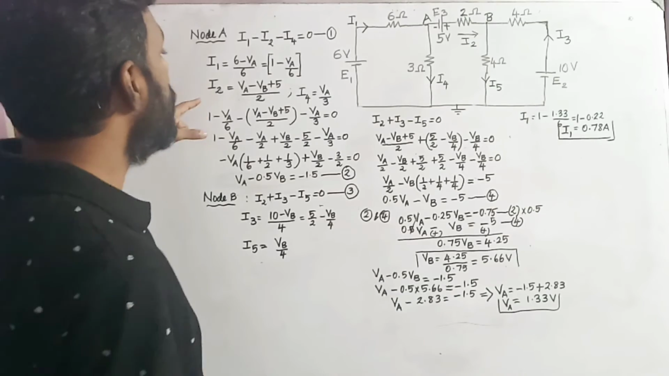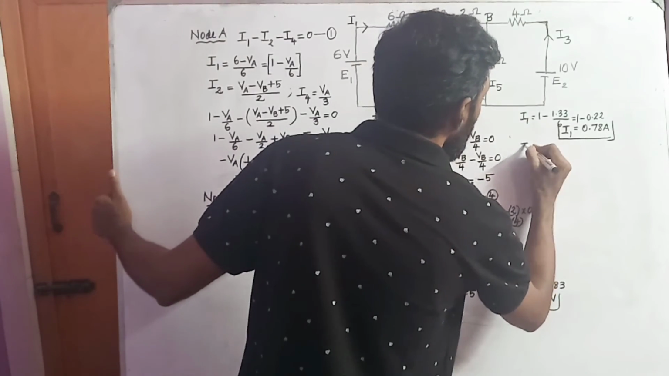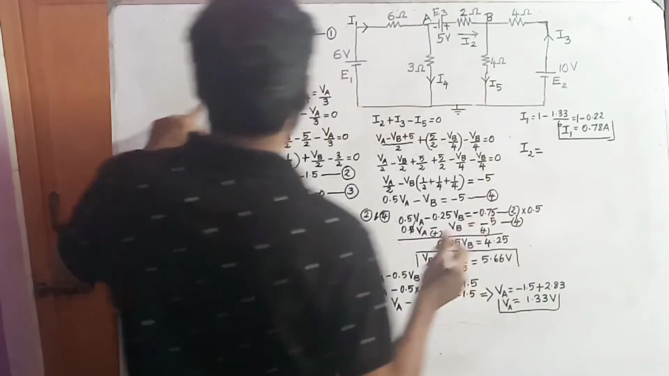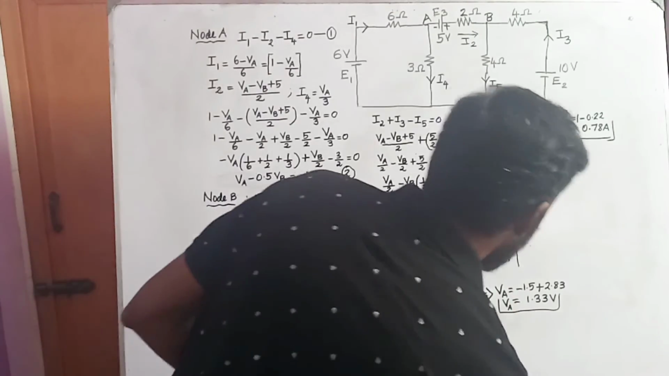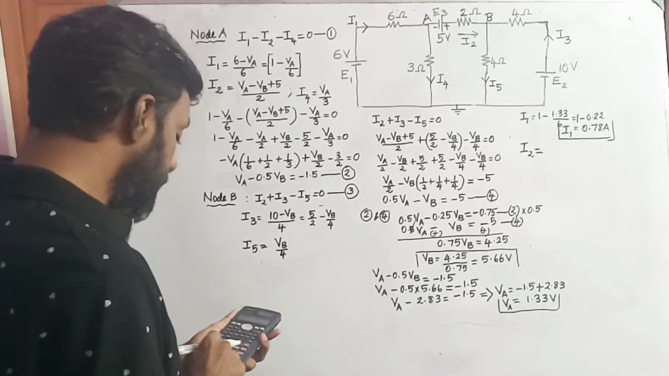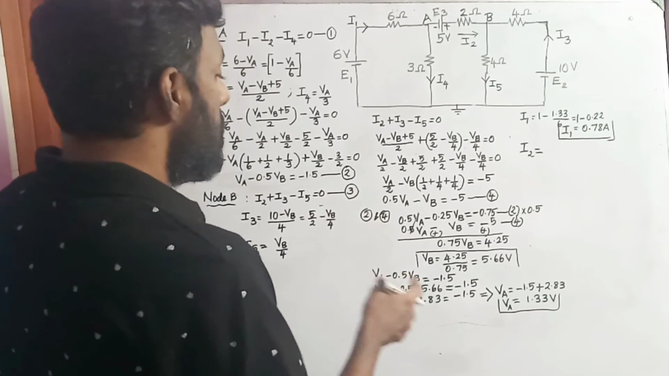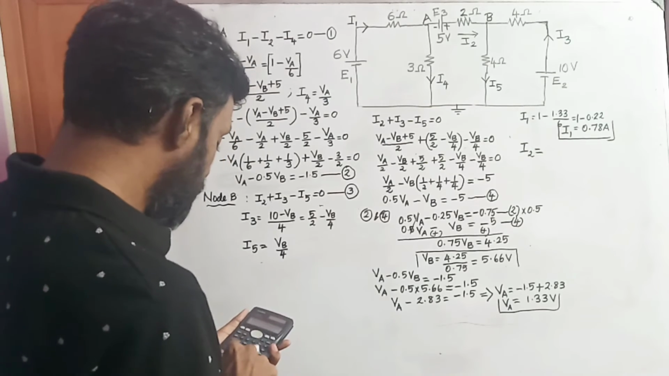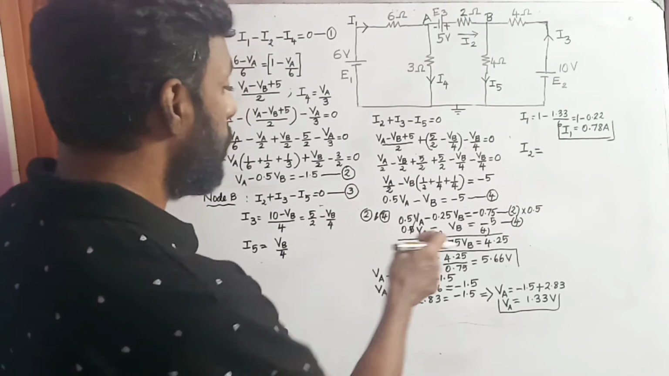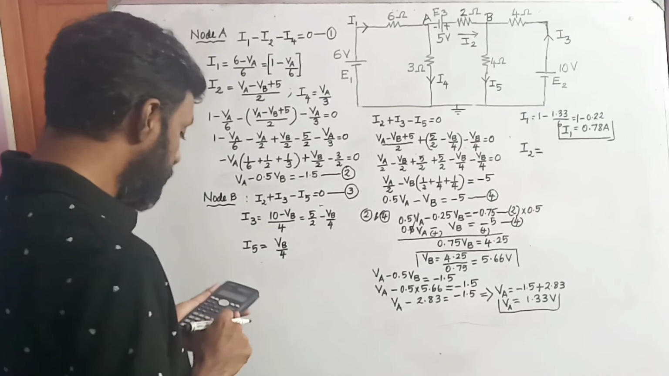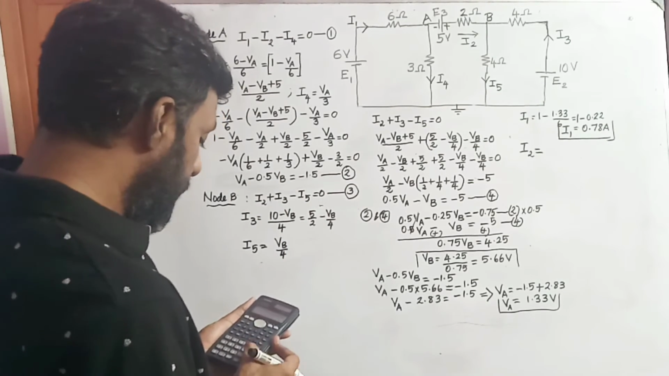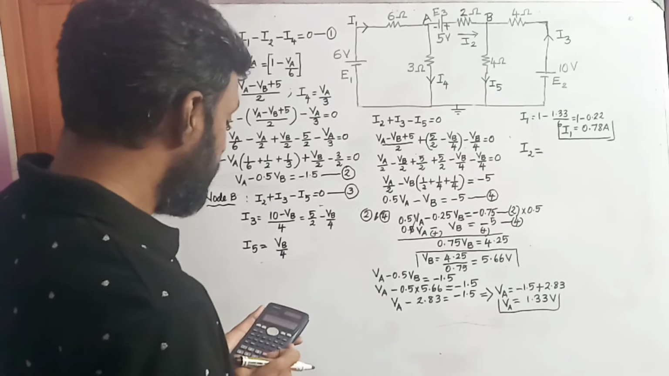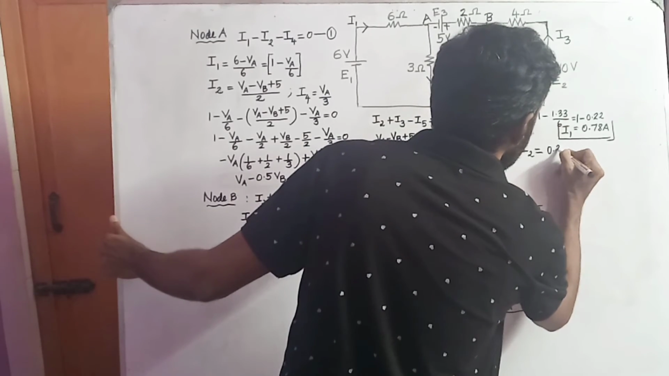So now what is I2? I2 will be (VA minus VB plus 5) divided by 2. VA is 1.33 minus VB 5.66 plus 5, divided by 2. So it is 0.33 amperes.